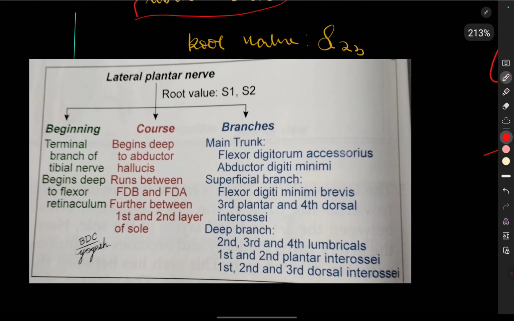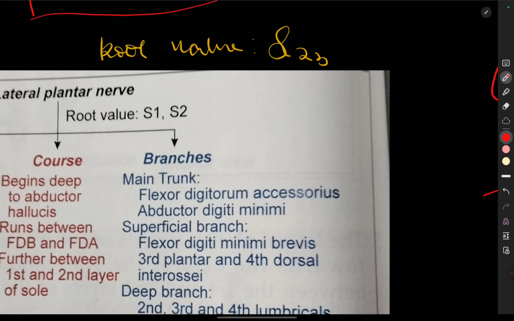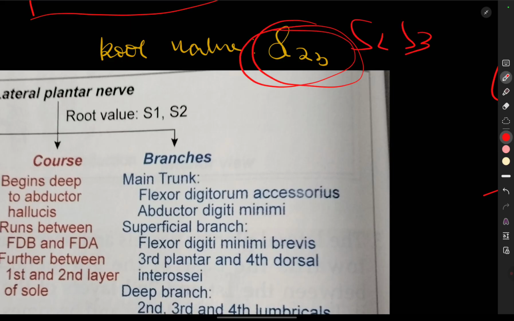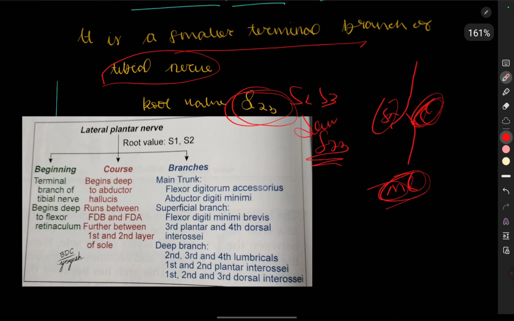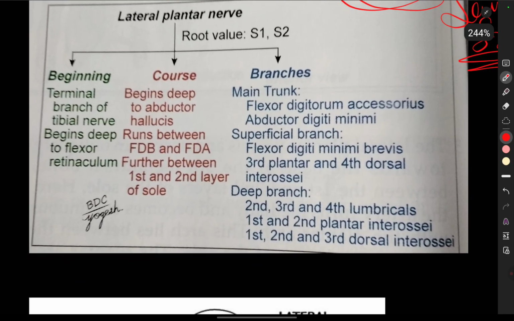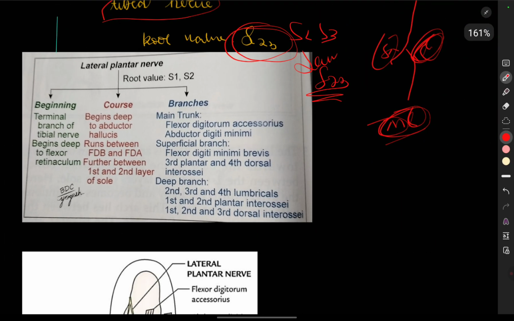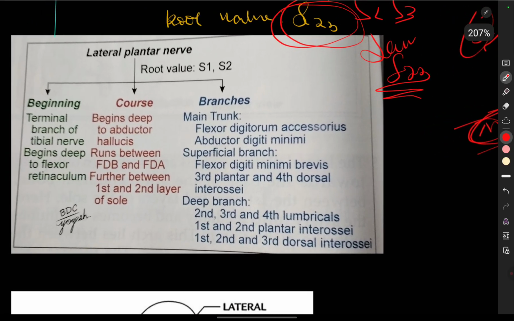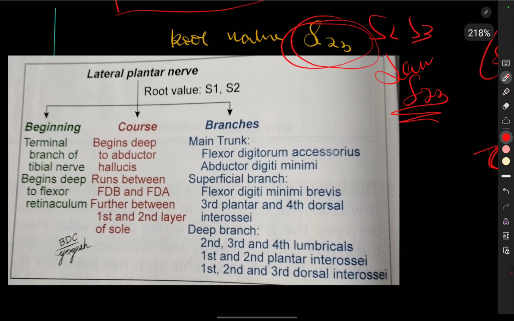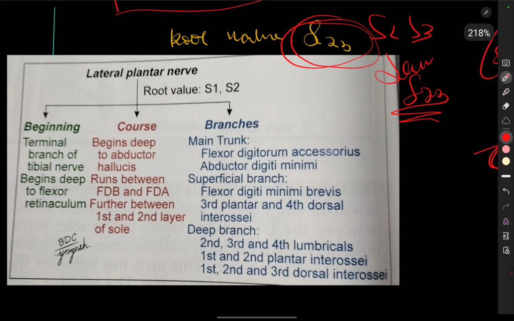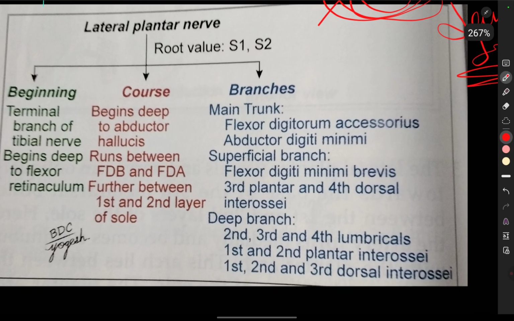Its root value is S2 and S3. How do you remember it? S23, Samsung S23. So just remember this for the lateral plantar nerve. The root value here is S1 and S2, but in the textbook it was given as S23. We will see that at the last, so let us keep it there.